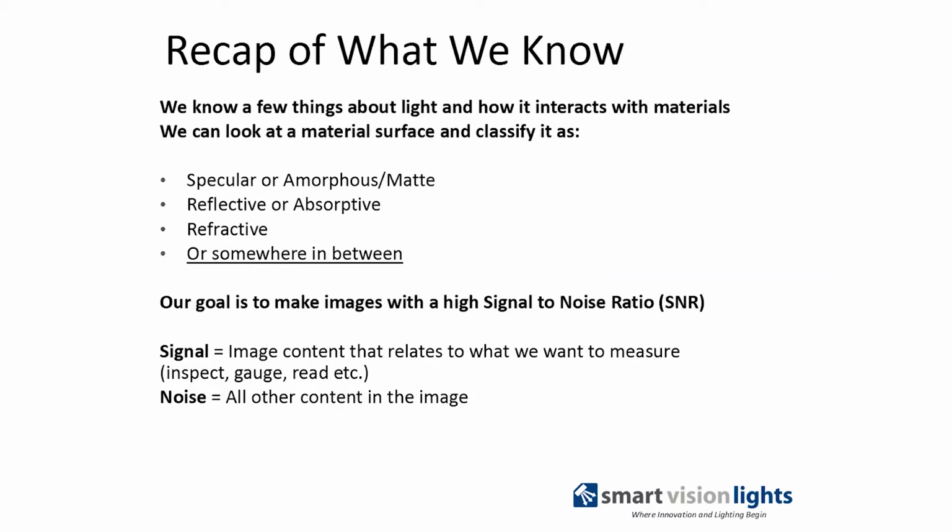So no matter which of these surfaces we're talking about, our goal is to make images with a high signal to noise ratio. And again, signal for us is the correct content, the features we want to see in the object that we want to use for our machine vision inspection here. Noise is all other content in the image, whether it's true white noise or graininess from high gain, or whether it's just visual noise, other things in the image that we don't want to see that are distracting from the things we do want to see.